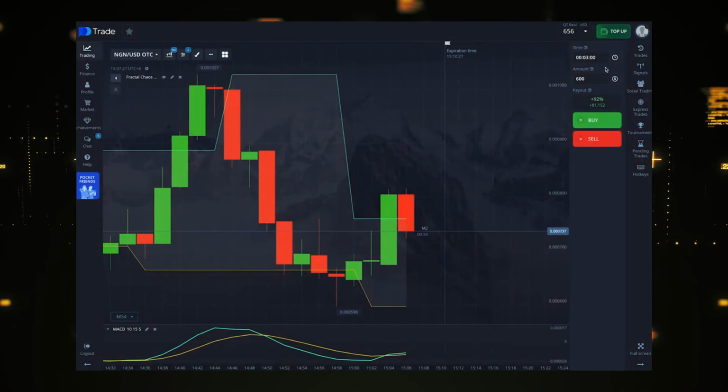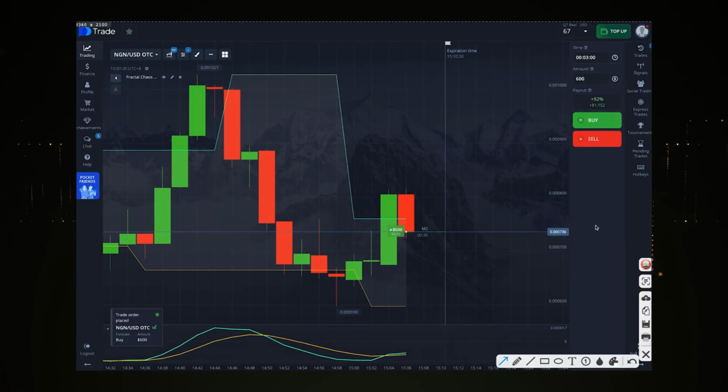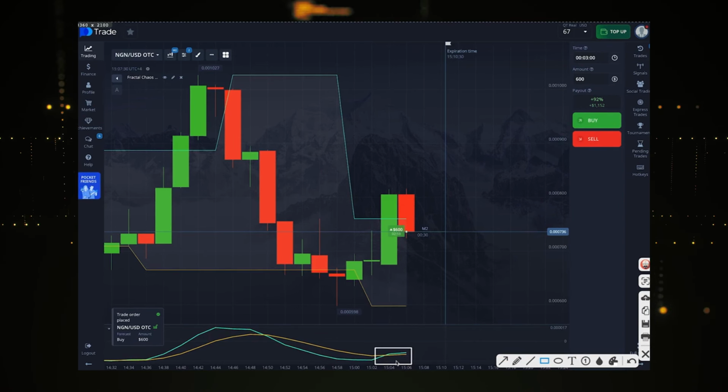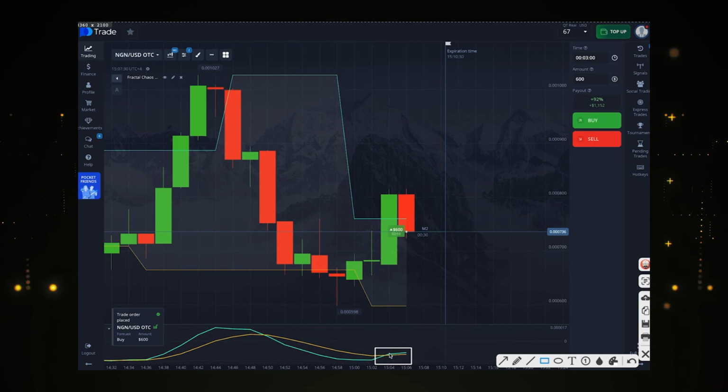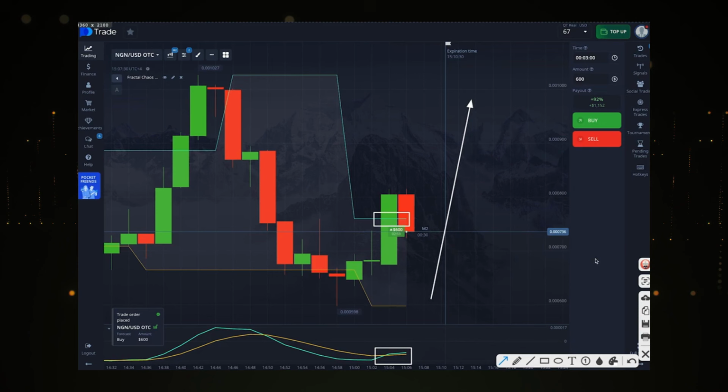Got a signal. Expiration time is 3 minutes. I open a buy trade for $600. Both indicators used are confidently confirming the upward direction. The turquoise MACD line crossed the yellow one from bottom to top. This is a classic sign of a growing bullish impulse. At the same time, the candlesticks broke through the upper boundary of the Fractal Chaos Bands channel, which strengthens the signal and indicates the active development of the upward movement.